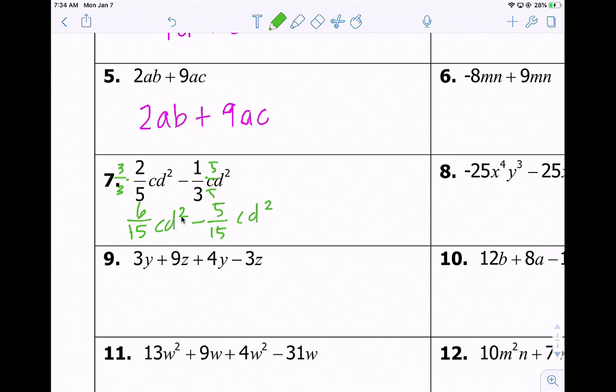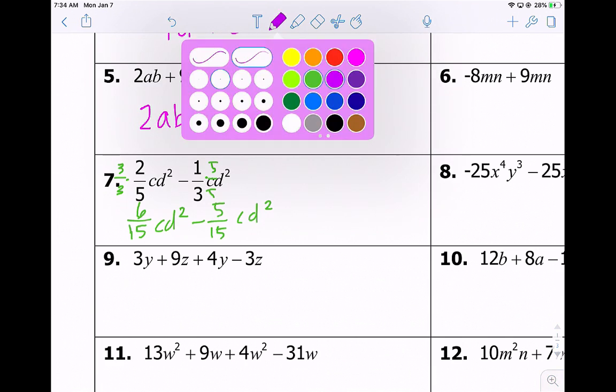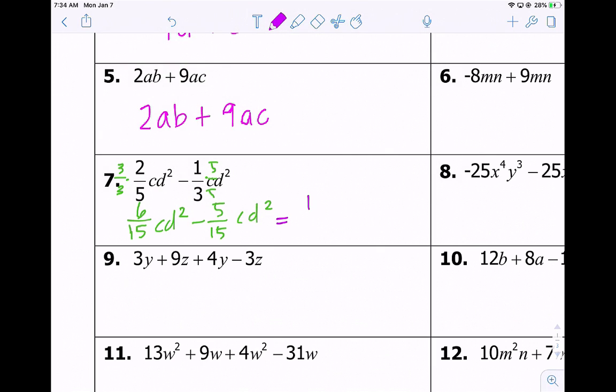So now when you subtract, you just subtract the numerator but leave the denominator. So our denominator is still going to be 15. We do 6 minus 5, that would be 1, and we leave the 15 in the denominator. So it's 1/15 CD squared. Let me fix that real quick. So 1/15 CD squared is our final answer. Again, you could just use your calculator, do 2/5 minus 1/3, you would get 1/15. I didn't have my calculator ready to do that, so.